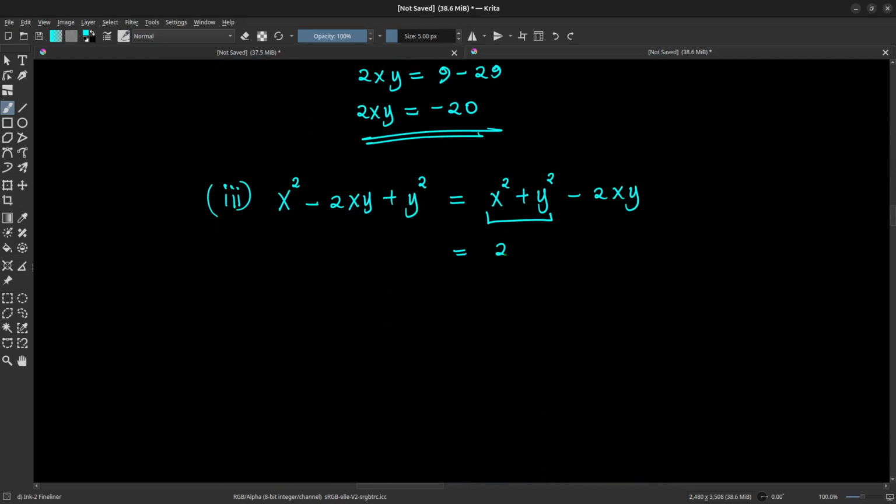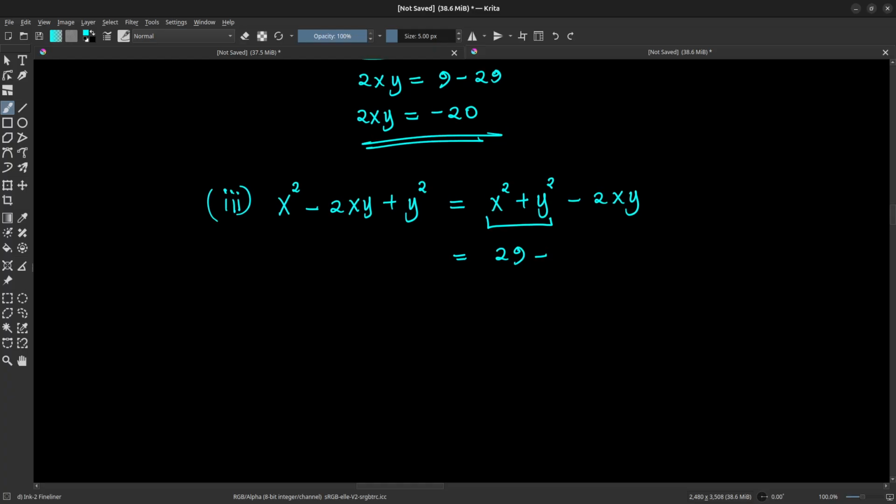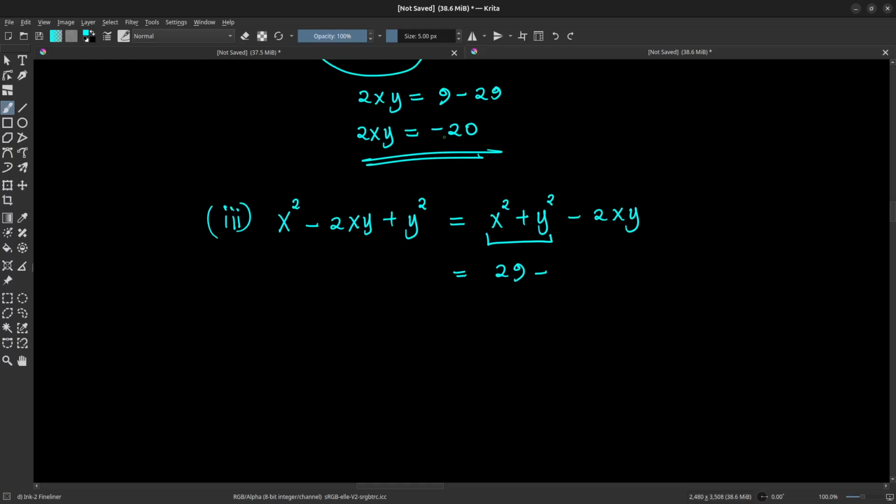So this is 29 minus, we have just found out that 2xy is equal to negative 20. So this is minus negative 20. So this is the same as 29, and then minus minus becomes plus 20, and this is equal to 49. So that's the value of x squared minus 2xy plus y squared.